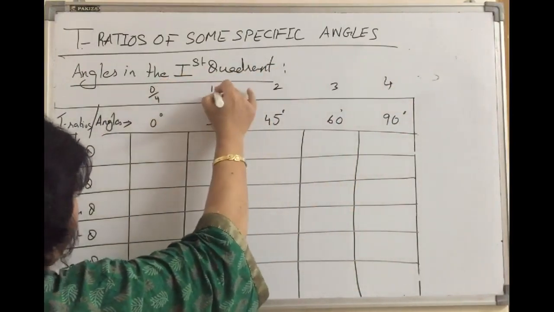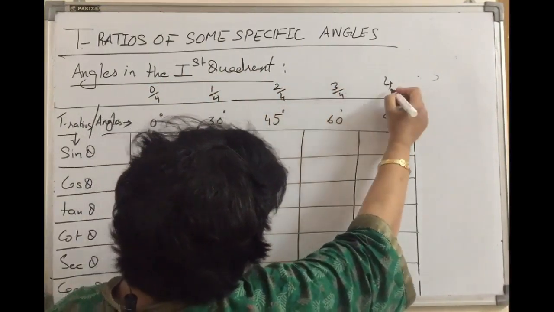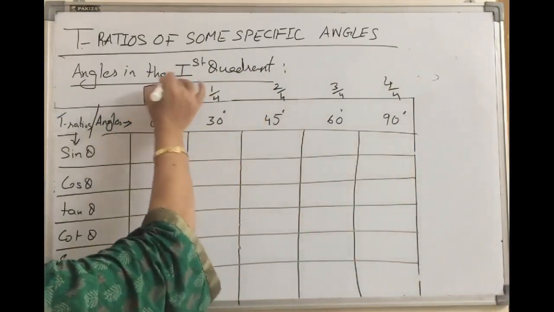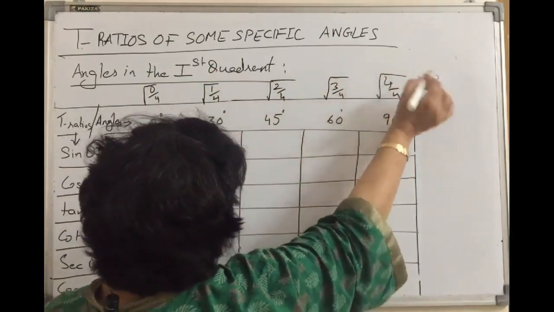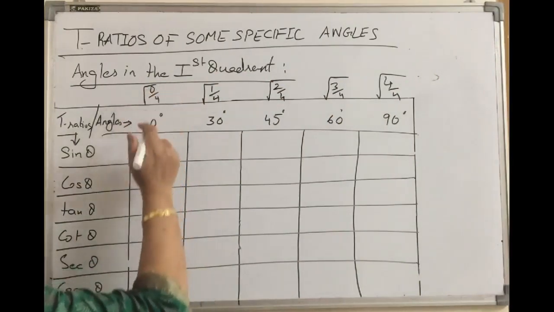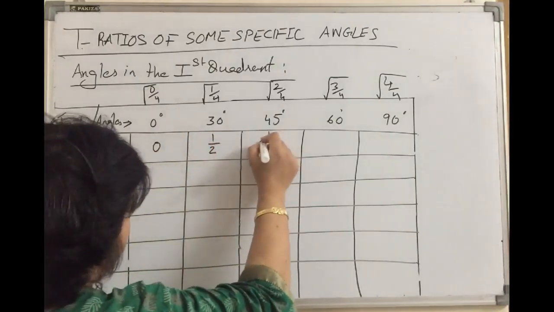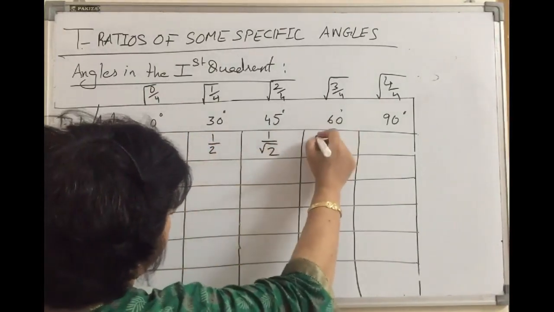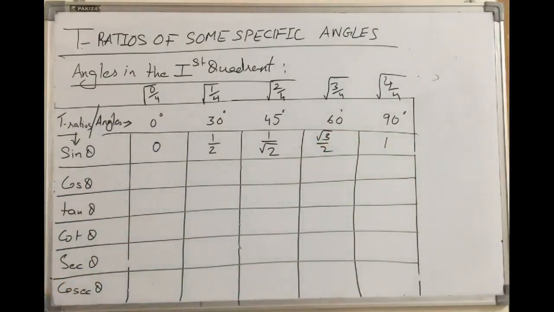Divide every value by 4. One complete circle is divided into 4 quadrants. Then find the square root of each value. So by doing this we get the values of sine: sine 0 will be 0, this will be 1 by 2, this will be 1 by root 2, this will become root 3 by 2 and this is 1. So we have obtained the values of sine theta in the first quadrant.